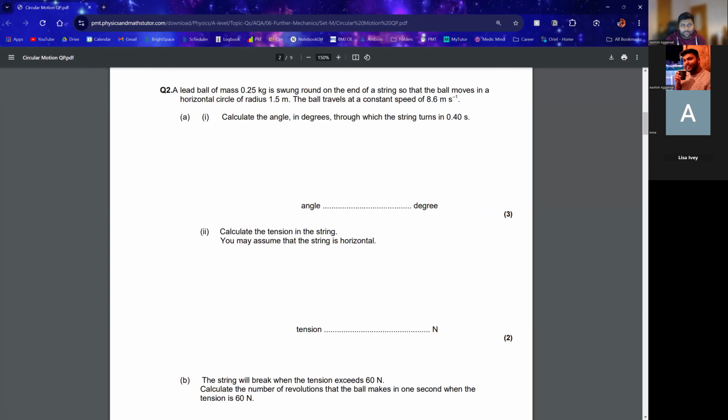Okay, so a lead ball of mass 0.25 kilograms is swung around on the end of a string so that the ball moves in a horizontal circle of radius 1.5 meters, and the ball is traveling at a constant speed of 8.6 meters per second. Calculate the angle in degrees through which the string turns in 0.4 seconds. We've talked about some of the equations already.